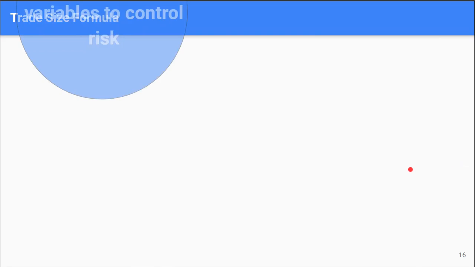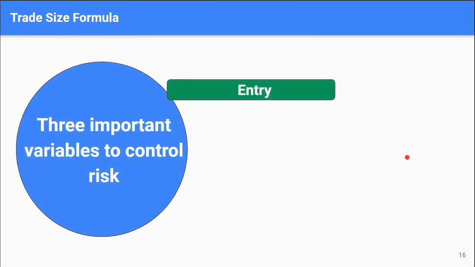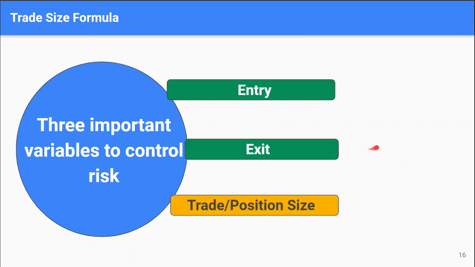There are 3 important variables to control your risk. First one is your entry. The second one is your exit. By exit, we mean the initial stop loss. And the last one is your trade size or your position size.